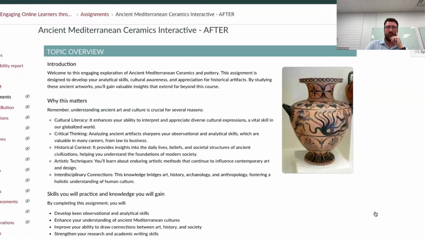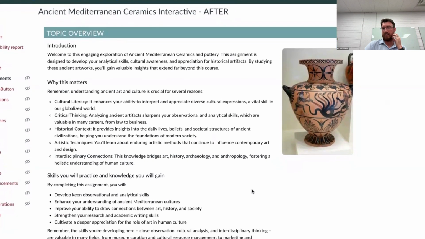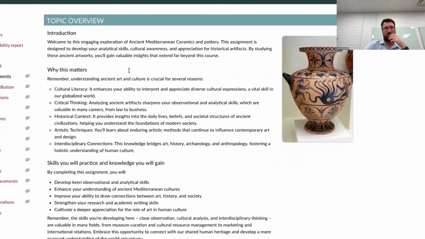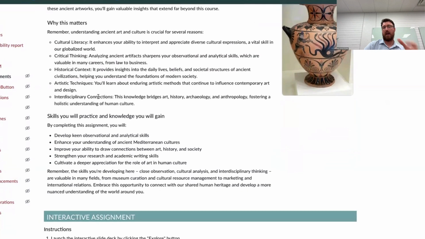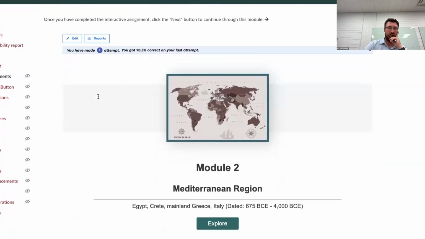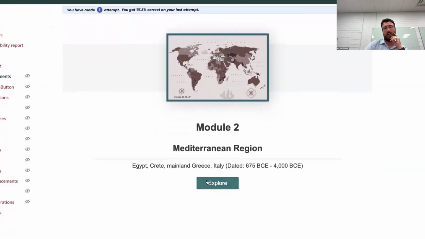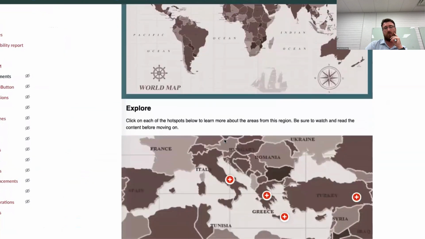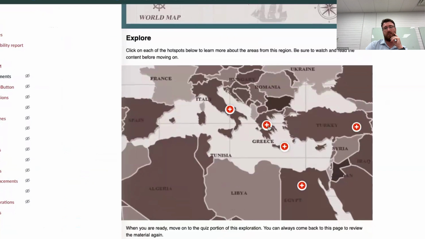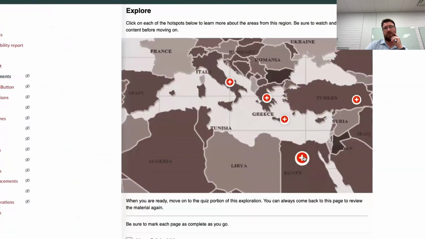But again, you know the kind of student I was. Versus the ancient Mediterranean ceramics interactive activity. So the instructor spent some quality time putting information on why understanding ancient pottery is going to matter to them, or what they may be able to do with it. And then down below, we actually have an example of an interactive slideshow or an interactive ebook that allows students to explore through topics from various regions, and understand and collect information.